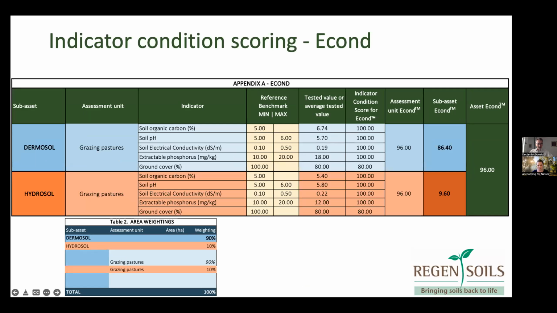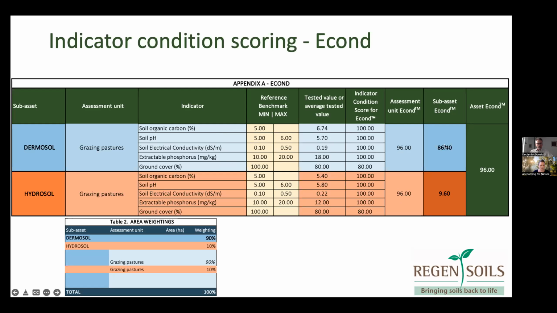This is another farm, the one that I showed you earlier, that has 2 assessment units on it. The main area is a dermosol and the smaller area is a hydrosol. And we went through the same system here, where we've got our benchmark values, the actual score that we got for those parts of the farm, and convert those into the assessment unit econd. It's just coincidental that they both happen to arrive at 96 here.